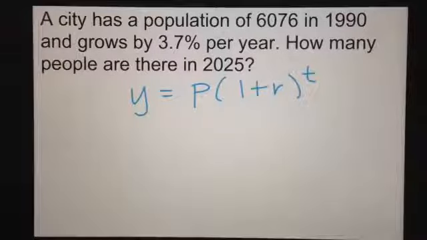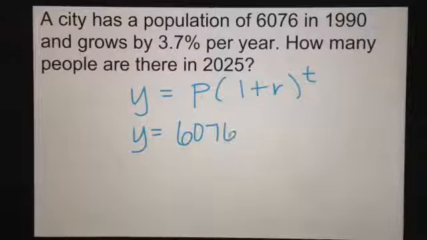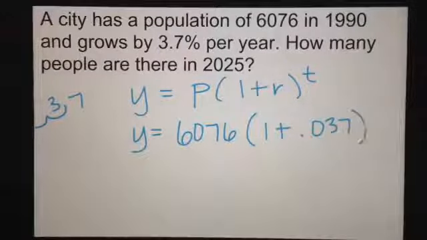So I'm going to start off by putting my initial value. I don't know my final amount, that's what I'm finding. But I do know the initial value, so that's 6,076. And then 1 plus, and if you remember, r needs to be written as a decimal, so 3.7%. When I write that as a decimal, I just move the decimal 2 places to the left, so this is going to be 0.037. And then to figure out my time, I just have to think about how many years are between 1990 and 2025, and that would be 35 years.